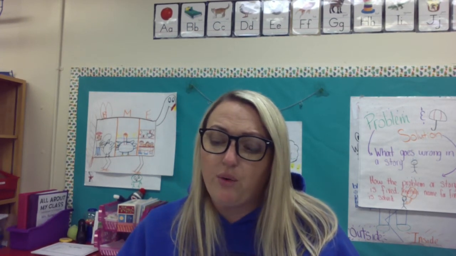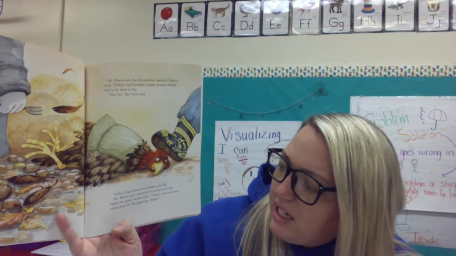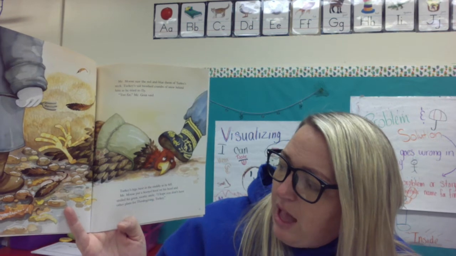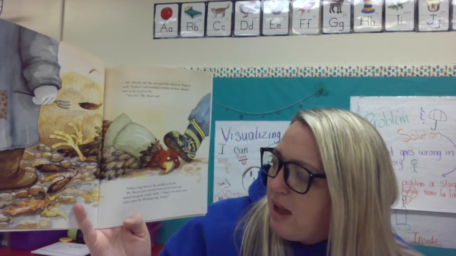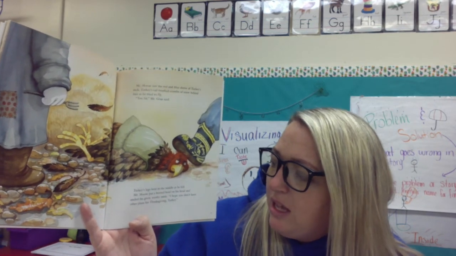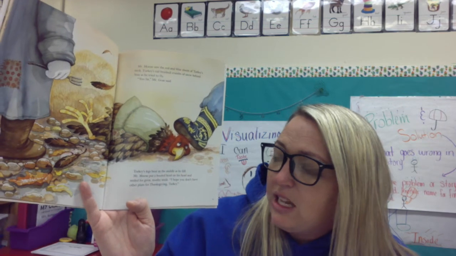Mr. Moose saw the red and blue sheen of Turkey's neck. Turkey's tail brushed crumbs of snow behind him as he tried to fly. "And too fat," Mr. Goat said. Turkey's legs bent in the middle as he fell, and Mr. Moose put a booted hoof on his head and smiled his great toothy smile. "I hope you don't have plans for Thanksgiving, Turkey."